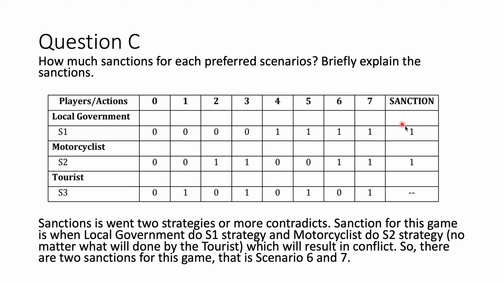So the sanction here is when the local government does the S1 strategy and motorcyclists do the S2 strategy. This is 1 and this is 1. So no matter what is done by the tourist, these are the conflicting parties and these are the sanctions. So there are 2 sanctions for this game, which are scenario 6 and scenario 7. In these scenarios, there are sanctions because the local government implements their policy, and the motorcyclists also do their thing, so it's conflicting.